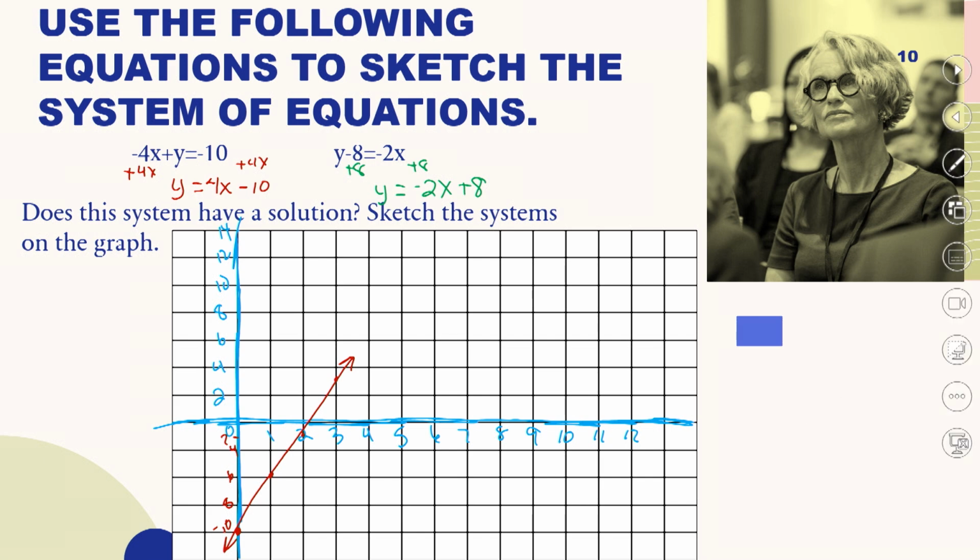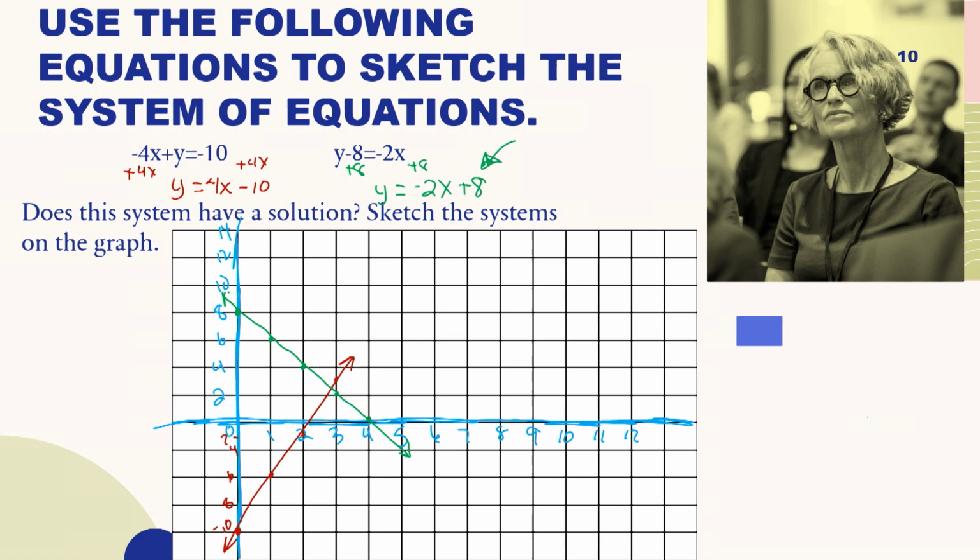Now let's look at my green equation. Y'all make sure that I have put my numbers right, because Miss Killen does make mistakes as well. For my green equation, it says that I am crossing my y-axis at positive 8, so it's right here. And it says I'm going down 2 and over 1. So I'm going to go down 2 over 1, down 2 over 1, down 2 over 1, down 2 over 1.